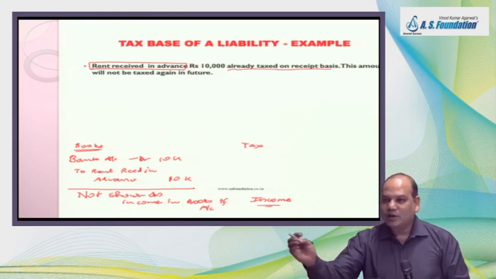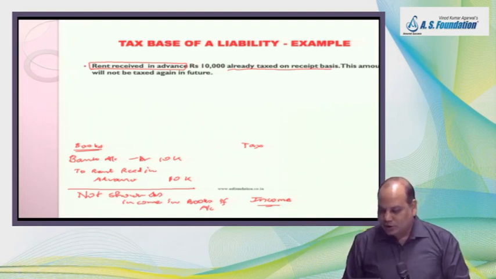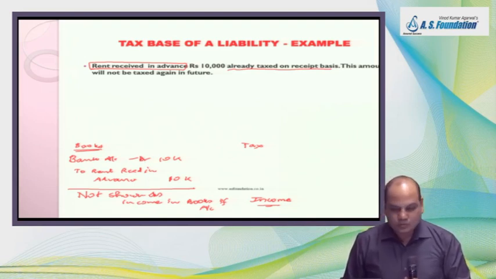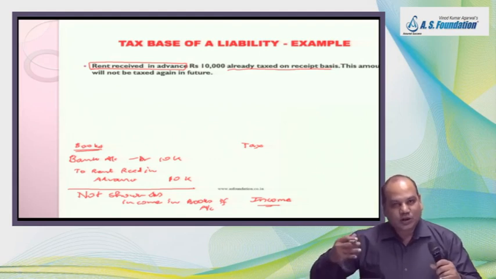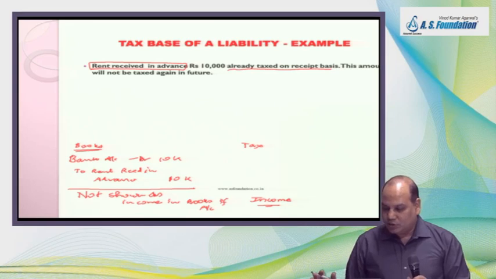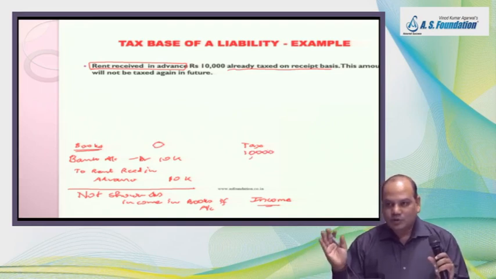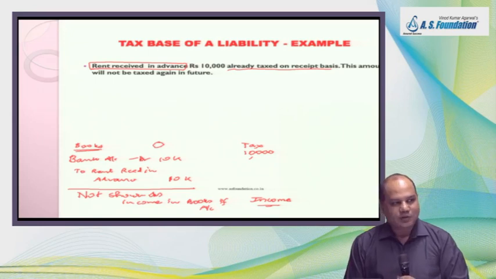Will this amount be taxed again in future? Will you offer it for tax again next time when you pass the entry in the books of account, rent received in advance account debit to rent income? No. So next year you will show it as income in books, but it won't be shown as income again for tax purpose, which means there must be a difference. Here I am showing zero income in the book and I am showing 10,000 rupees income for tax purpose.